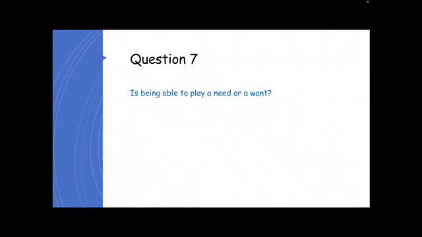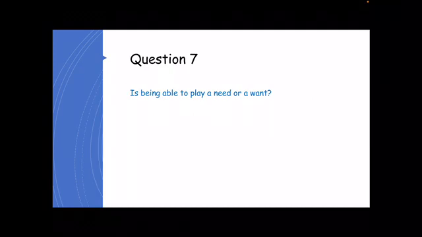Question 7. Is being able to play a need or a want? I wonder if you can give a reason for your answer for this one as well. Why do you think being able to play is either a need or a want? Question 8. Is going on holiday a need or a want? Again, for this one, think about what your reason is for the answer that you choose. See if you can come up with an explanation of why you chose the answer that you did.